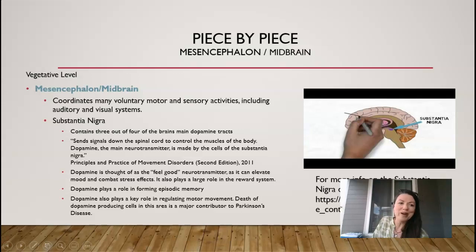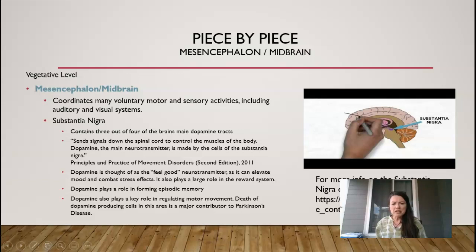Okay, still on vegetative level, the mesencephalon, or the midbrain, coordinates voluntary motor and sensory activities, including auditory and visual systems. It contains the substantia nigra, which contains 3 out of the 4 of the brain's main dopamine tracts. The substantia nigra sends signals down the spinal cord to control the muscles of the body.